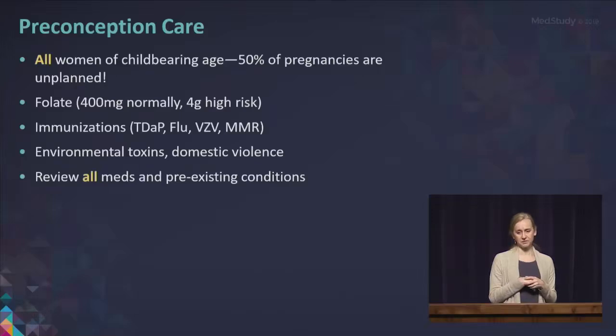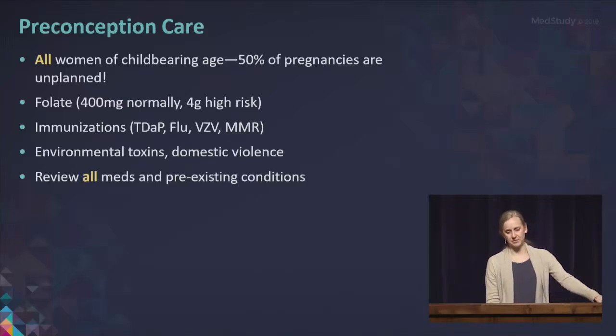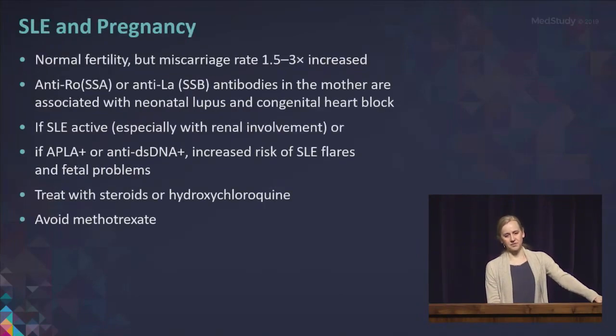For immunizations, we've already talked about that. We talk about environmental toxins and domestic violence. Remember, pregnancy is a very dangerous time in a woman's life from a domestic violence perspective. And then review all meds and pre-existing conditions. So that's what we're going to do next. So we'll start with lupus.